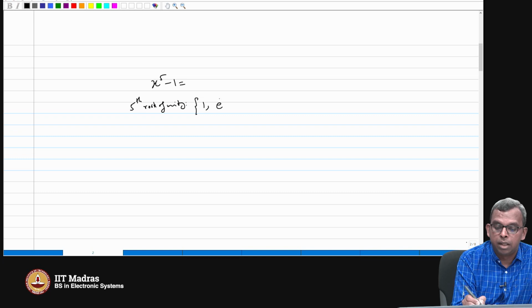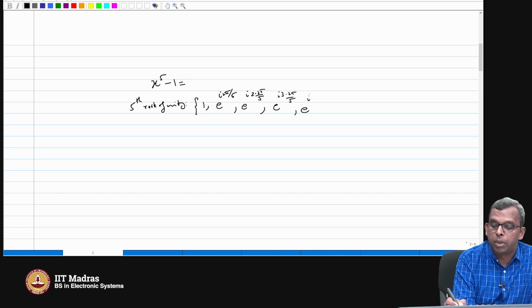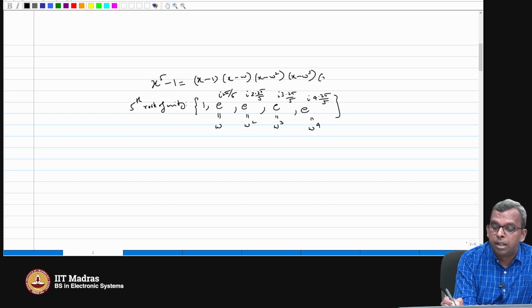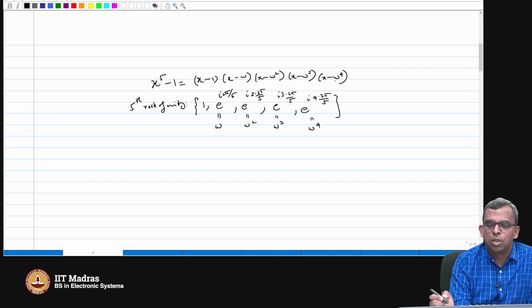These are 1, e power i 2 pi by 5, e power i 2 into 2 pi by 5, e power i 3 into 2 pi by 5, e power i 4 into 2 pi by 5. Writing all this 2 pi by 5 is a bit painful, so what people usually do is write this as omega, and this becomes omega squared, omega cubed, omega power 4. This is just shorthand notation to make your life easier, so that you can write this as x minus 1 into x minus omega into x minus omega squared into x minus omega power 3 into x minus omega power 4. Okay. So, this is the first step.